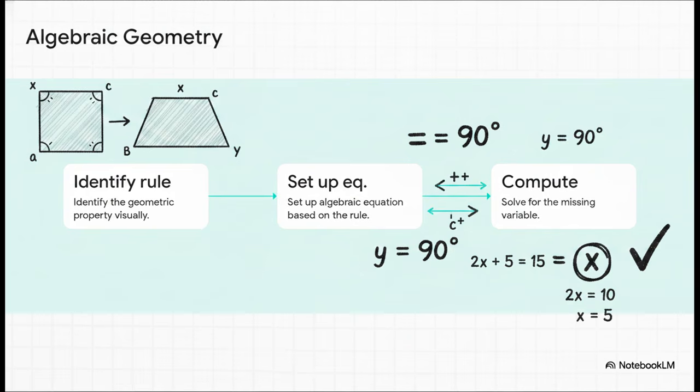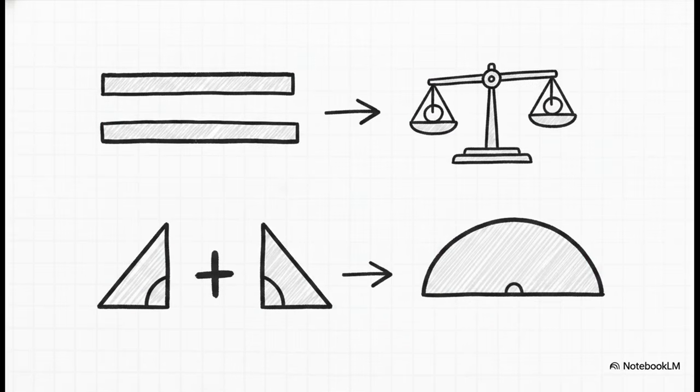Step 1, identify the geometric property visually. Look at the shape and ask, are these sides opposite each other, or are these angles next to each other? Step 2, set up the algebraic equation based on that exact rule. And step 3, compute cleanly, using your basic algebra skills to isolate and solve for that missing variable, which is usually x. If you get the visual rule down in step 1, the algebra in steps 2 and 3 becomes totally automatic.